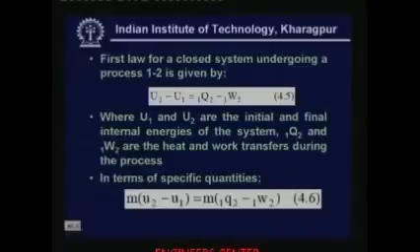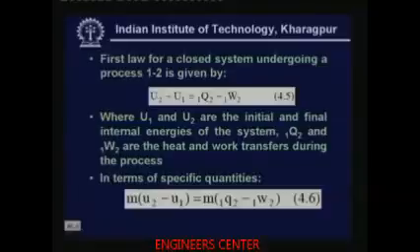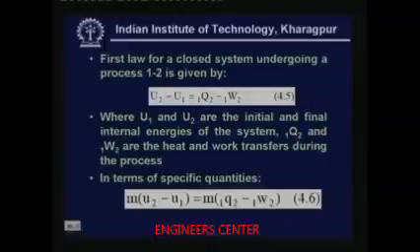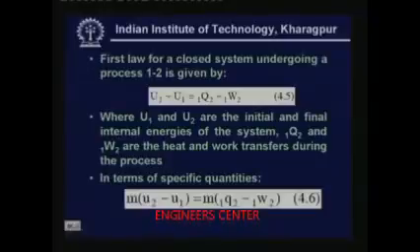This equation 4.5 actually neglects changes in kinetic and potential energy. So, if you are neglecting the changes in kinetic and potential energy, you can write the first law of thermodynamics as U2 minus U1 is equal to 1Q2 minus 1W2, where U1 and U2 are the internal energies of the system at the beginning and at the end of the process, and 1Q2 is the net heat transfer during the process, and 1W2 is the net work transfer during the process.